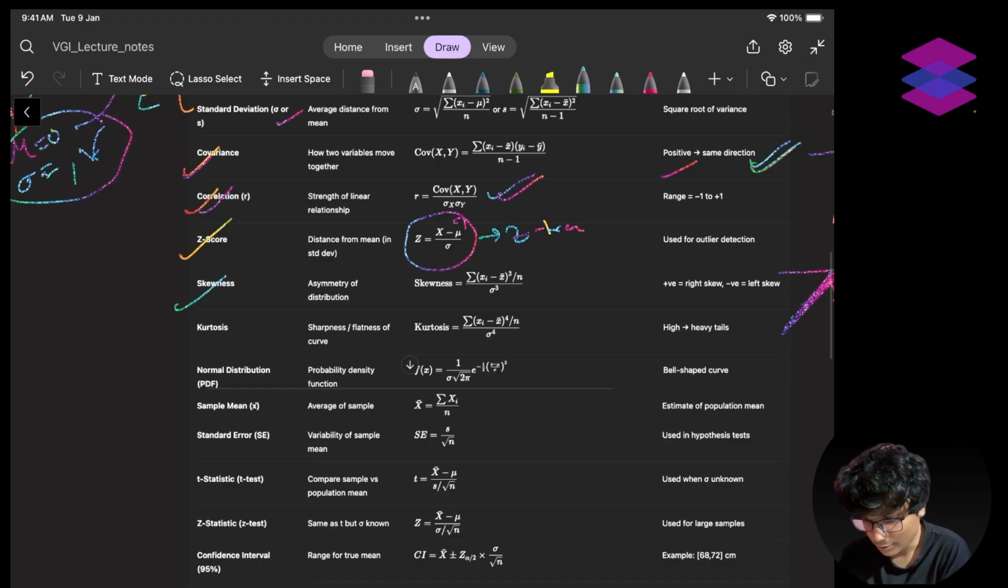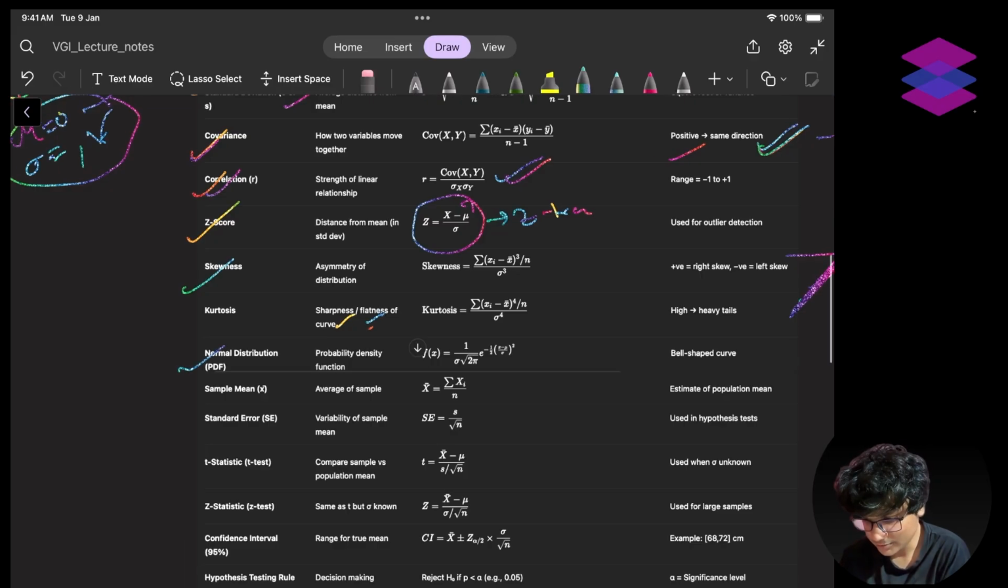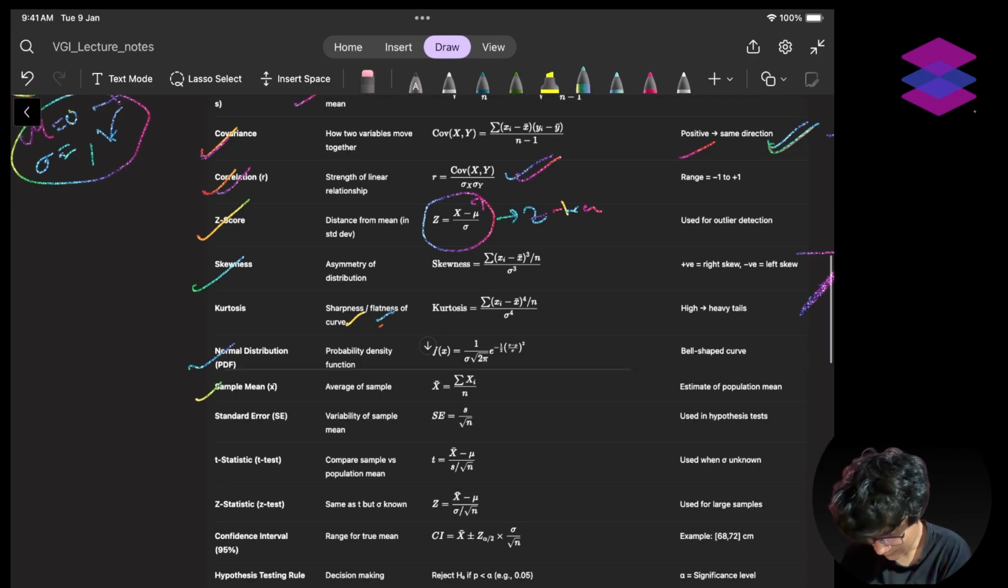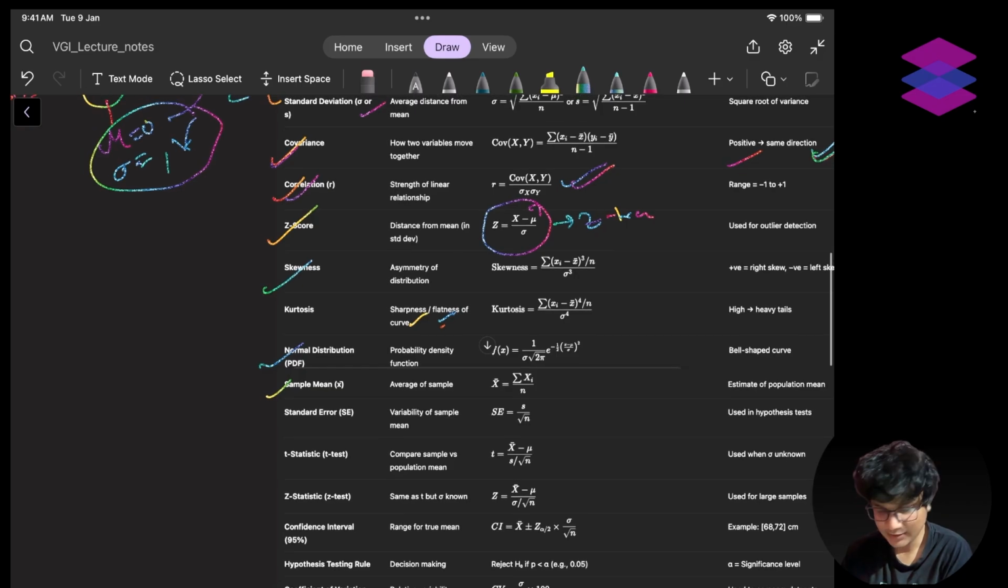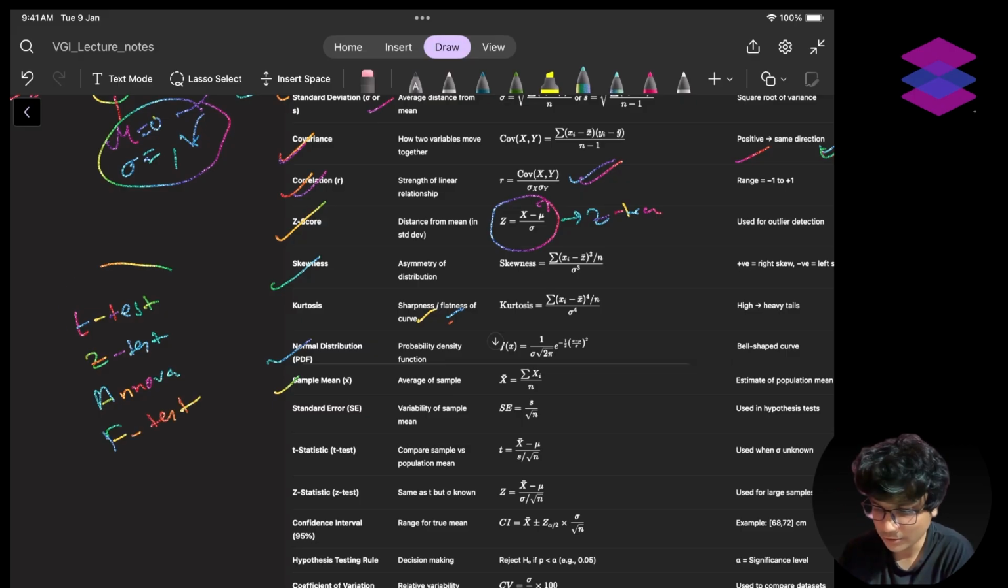Again, the skewness is important. Again, the sharpness and the flatness curve, the normal distribution, the sample mean. Again, these are basically the statistics tests. So yeah, there are very 4 or 5 major statistics tests that you need to learn. The first is something like t test, there is a Z test, there is an ANOVA test. Don't worry about it, you will get to know each and everything.